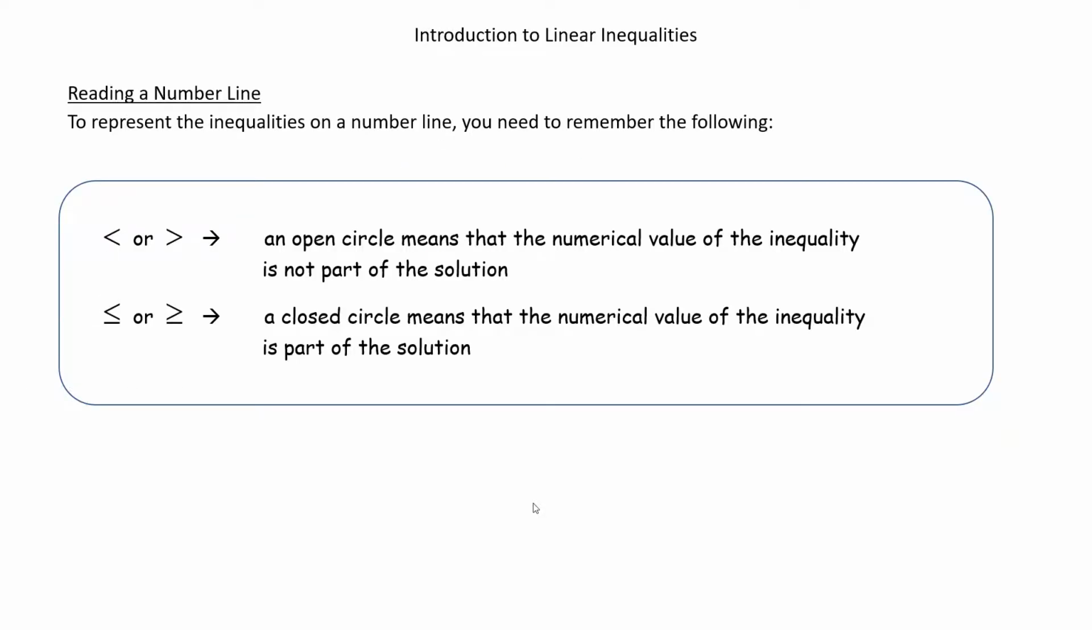Next up, reading a number line. On the next page it says to represent the inequalities on a number line, you need to remember the following. When you have the arrow that goes to the left or the arrow that goes to the right, we will have an open circle. This open circle means that the numerical value of the inequality is not part of the solution. How I remember that is not has an O in it. Open O, not part of the solution.